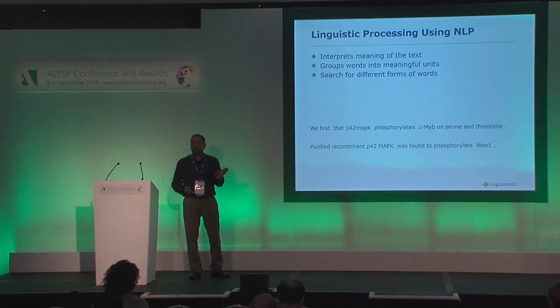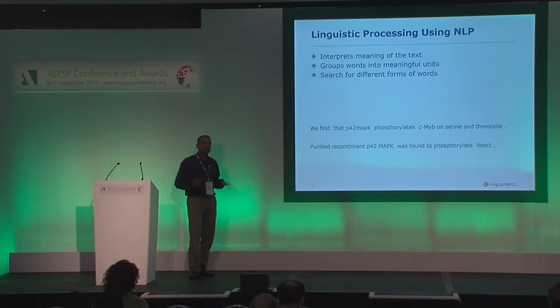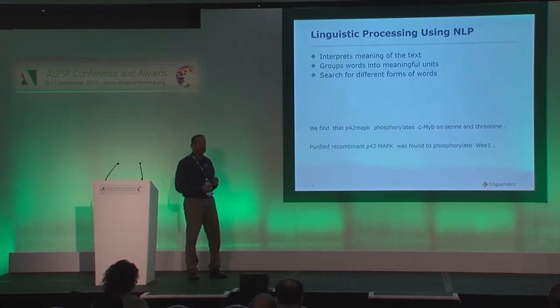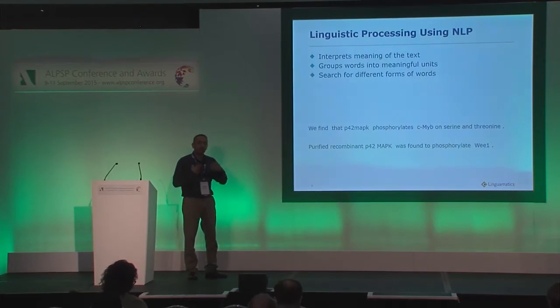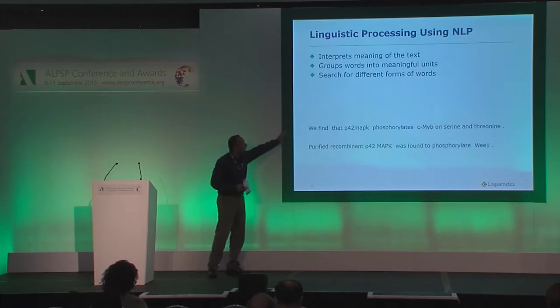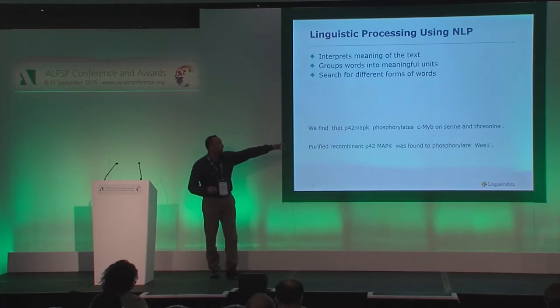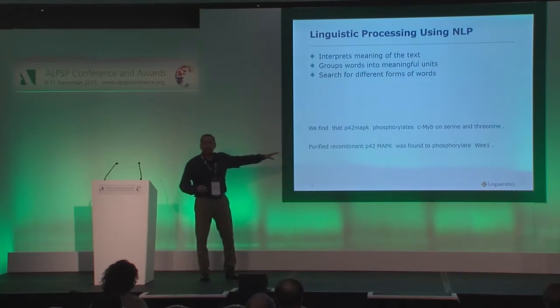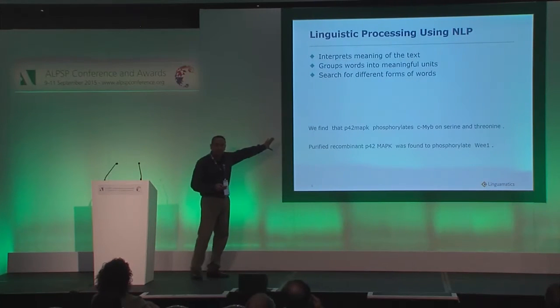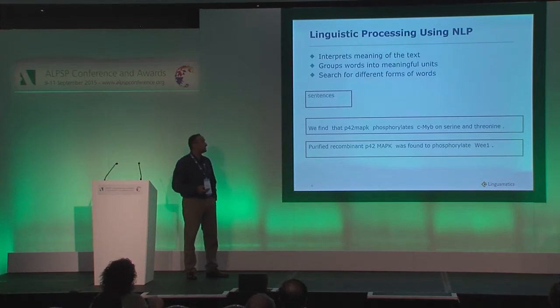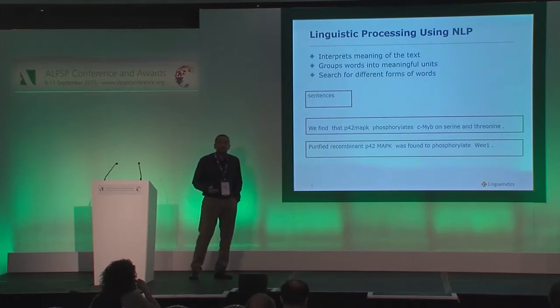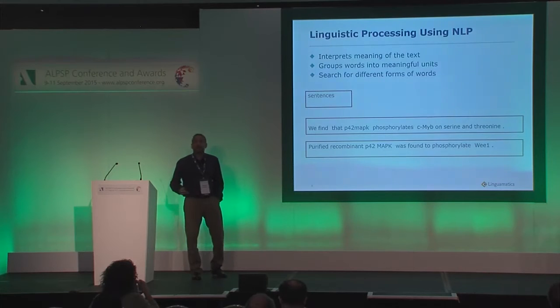There are lots of different ways that you could explain NLP. This is our 101 NLP, if we only had to show one slide of our software. So what happens in NLP? If we look at the text at the bottom here, where we find that P42 MAPK phosphorylates CMIB on serine and 309. I won't read the rest, but that's the text I'm looking at. The first thing it will do is analyze that text and see that it's comprised of 2 sentences. And you might say, so what?